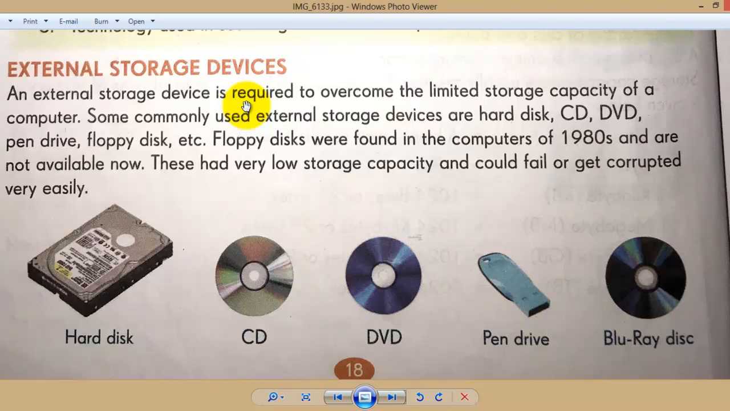Corrupted means the file which you are storing on our floppy disk is corrupted. We cannot open it or access that file. So that's why it's very uncomfortable to use. We cannot rely on floppy disks for important tasks. That's why we are not using them anymore. We have shifted to other devices.